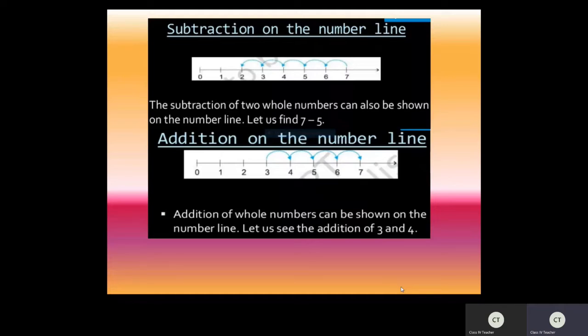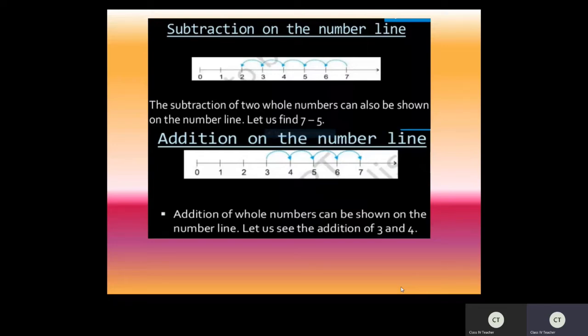Let us take an example, 7 minus 5. From 7 to 6 is one step, 6 to 5 two steps, 5 to 4 third step, 4 to 3 fourth step, and 3 to 2 fifth step. We completed and we reached 2. So 7 minus 5 is equal to 2.